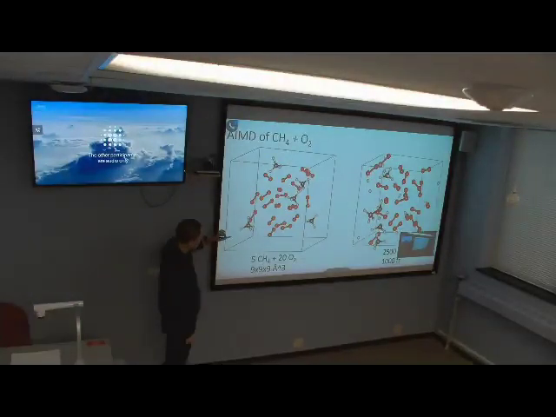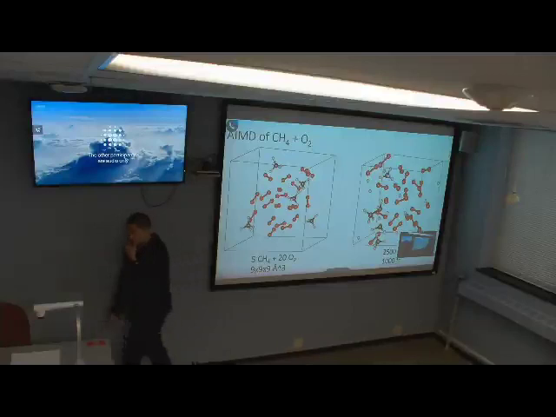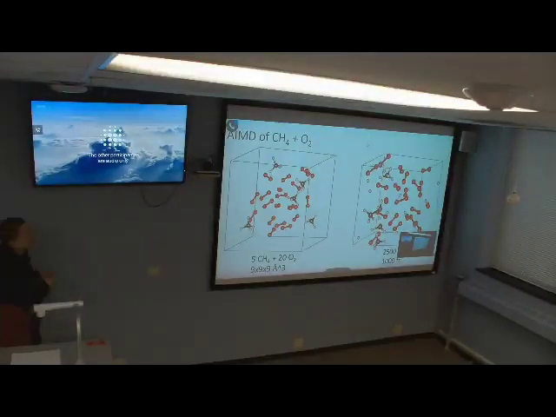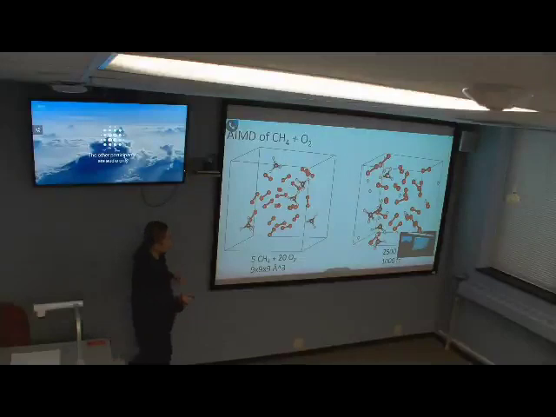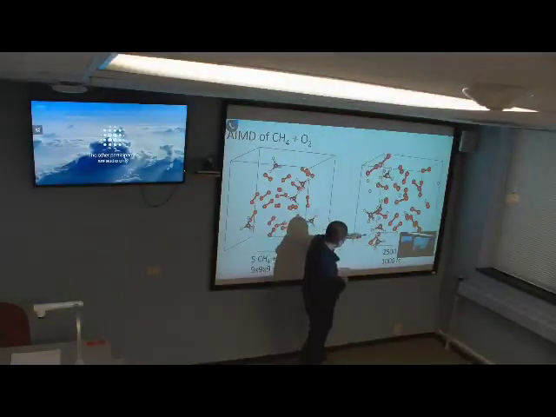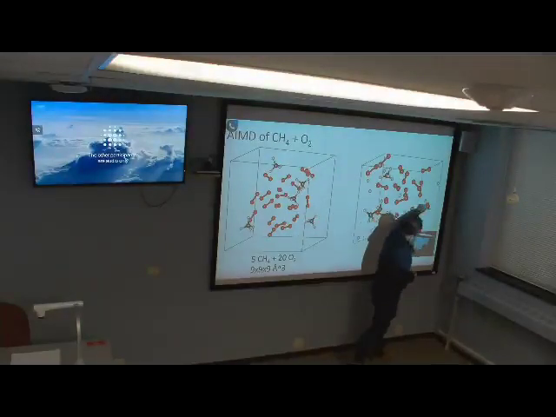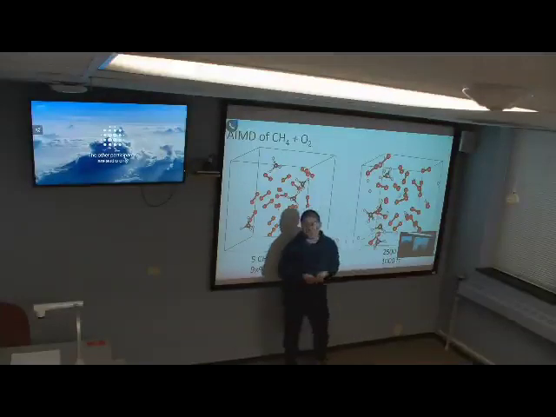So this is my first model. This is methane and oxygen. This is the cell size. The right part is a snapshot at 1000 femtoseconds of the ab initio molecular dynamics trajectory. We can see there are some products like here, and also we have some water formation, and also this HO2 species.